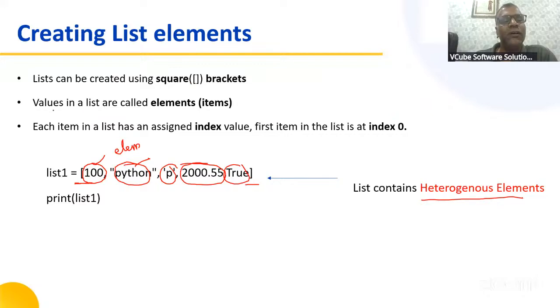In a list object, the values are called either elements or items.